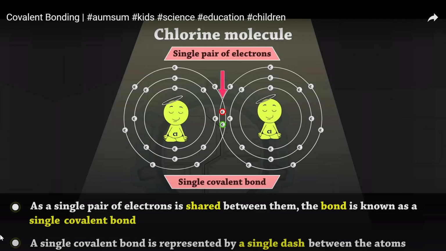Okay, so a single covalent bond is represented by a dash between the atoms, or a line between the atoms. That's how we show that there is a single covalent bond. Cl dash Cl. Don't ever look for Ci, because 99.9% of the time it's going to be Cl. Only on a very rare occasion will it be Ci. And I can almost guarantee you, if it's Ci, it will be Ci4.